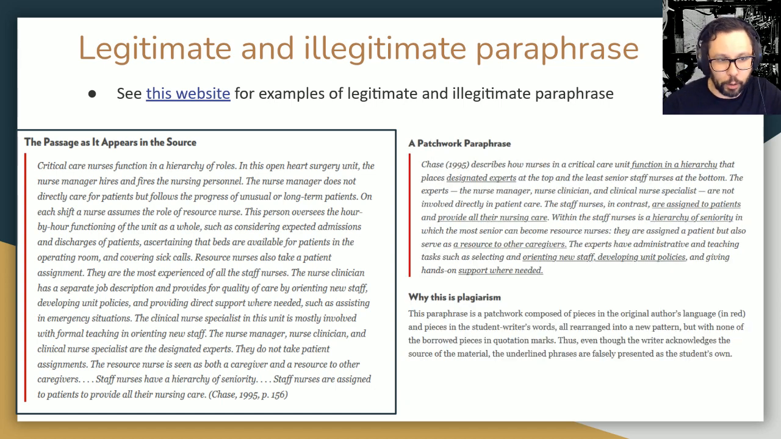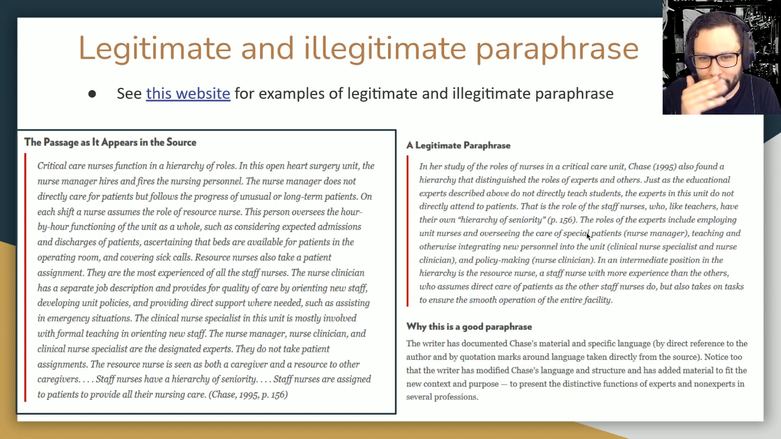The way that patchwork plagiarism like this happens is when you're taking the original and just transcribing sentence by sentence into your own essay. And that's almost always going to result in plagiarism. Don't do that, and you will stay clear of this plagiarism policy.